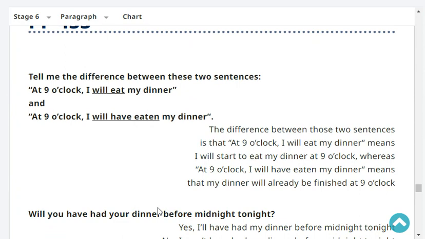At 9 o'clock, I will eat my dinner. At 9 o'clock, I will have eaten my dinner. Tell me the difference between these two sentences, please.